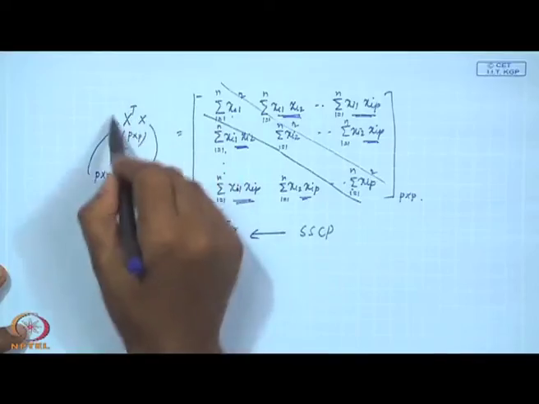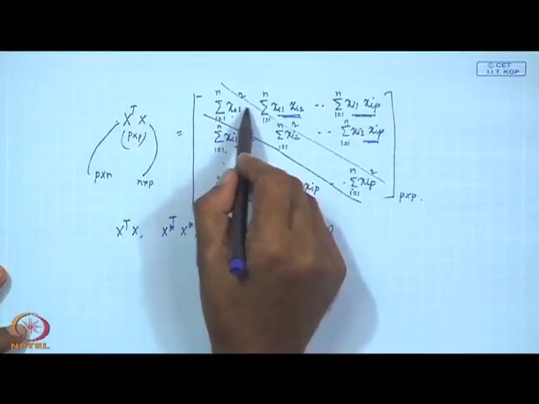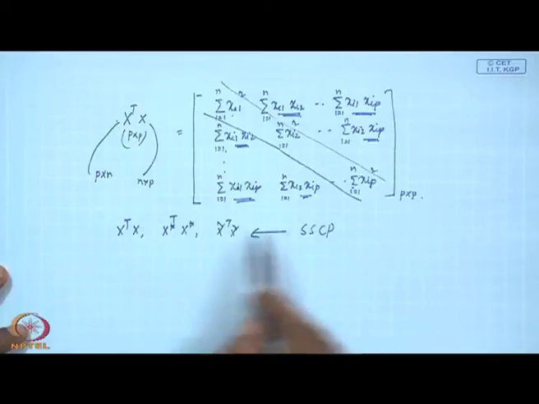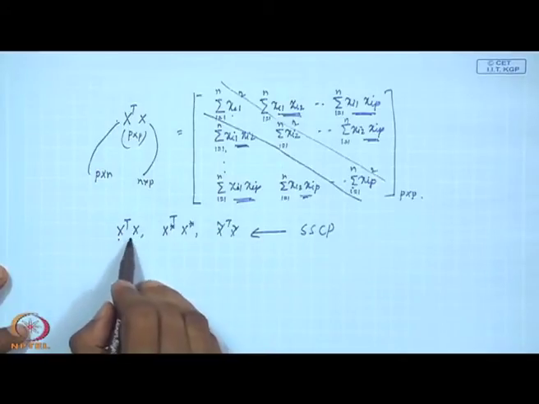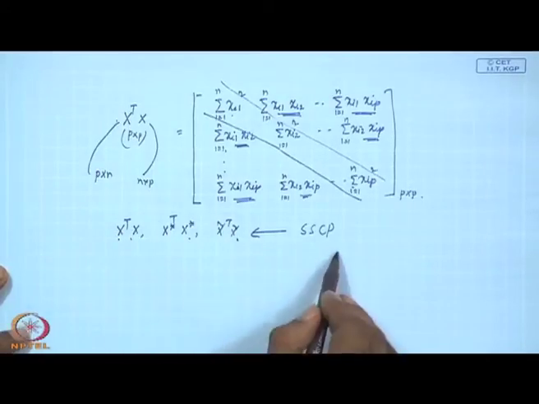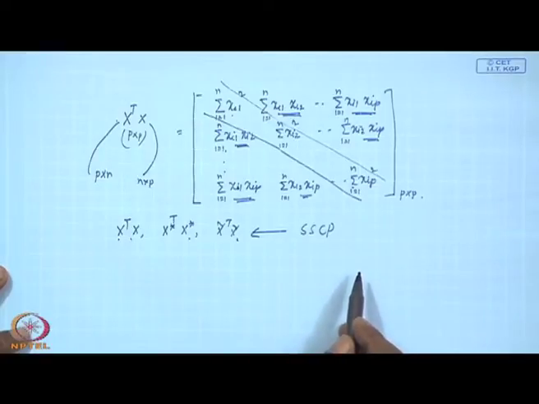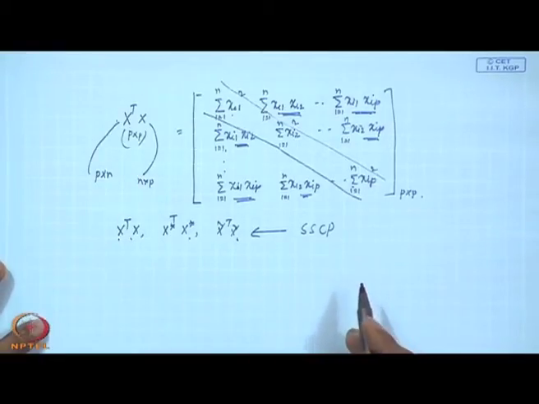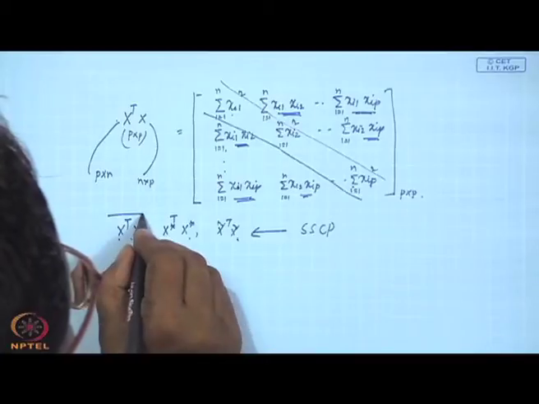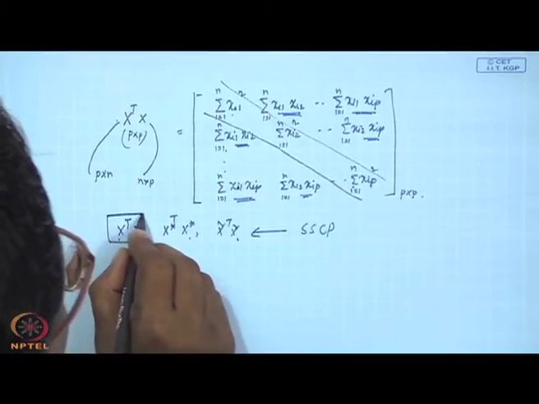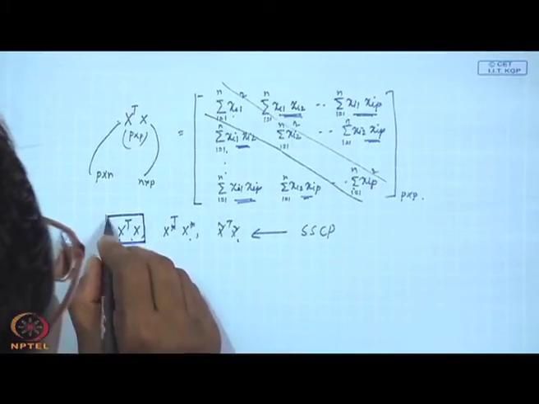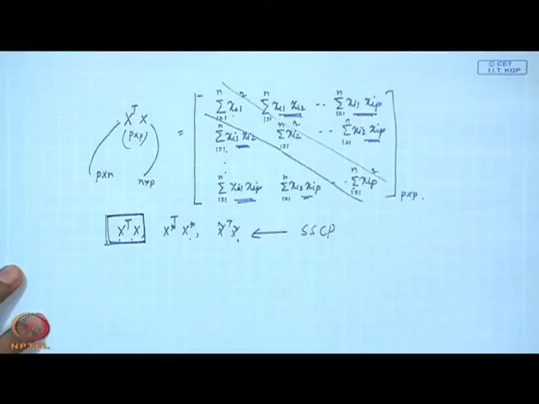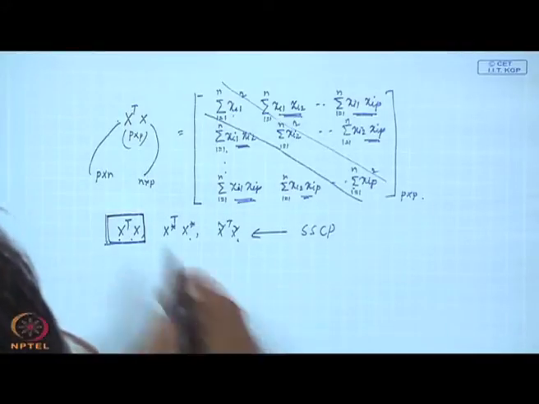So, that means once you know this matrix, ultimately we can calculate the descriptive statistics like covariance and correlation matrix. This one is a very important matrix. Later on, particularly in regression, you will be using this matrix.